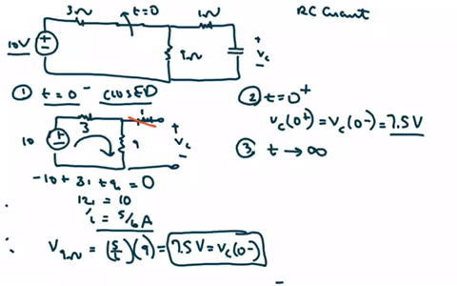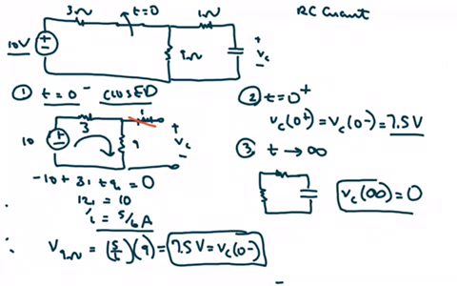All right, so now our switch is open, so there's no source connected to the right-hand side of the circuit, so there's no voltage, okay? So VC infinity is going to be 0, okay? So now we have what's happening before the switch changes, what happens immediately after the switch changes, and what's happening with the voltage across the capacitor as t approaches infinity.